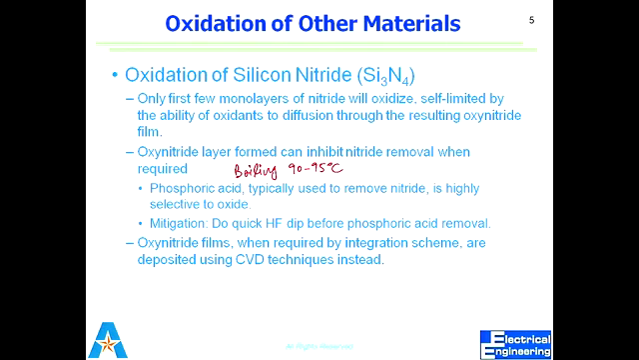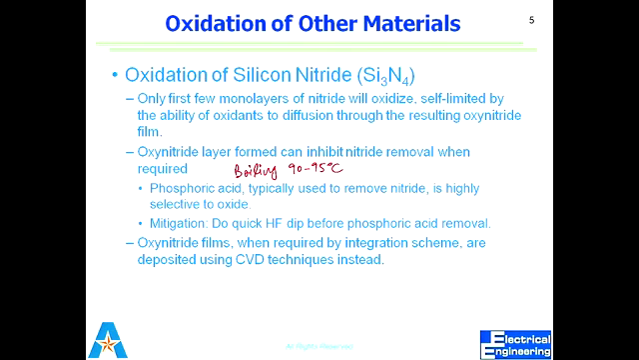Oxidation of silicon nitride. If we have silicon nitride, can we oxidize it just like silicon? Can we thermally grow oxide? Yes, it's not like silicon, but we can grow. A very, very thin layer of oxide can be grown on this silicon nitride surface. So you can form oxynitride, but that would be very thin, maybe not more than 30 nanometers. So a few monolayers of nitride will oxidize, which means some of the nitride will be replaced by oxide.